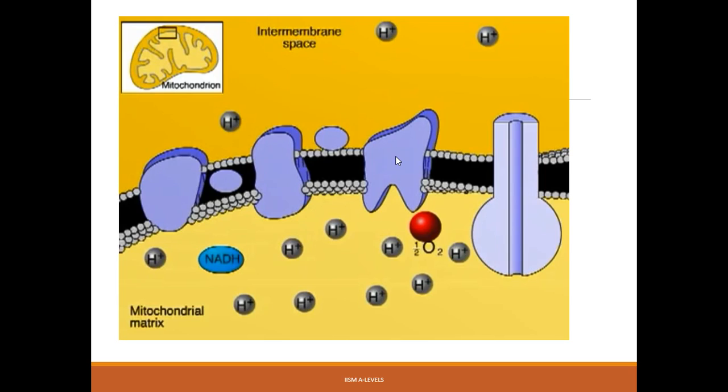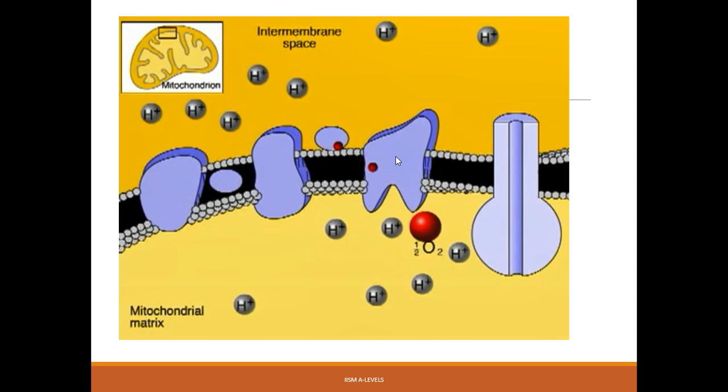NADH gives up its high-energy electrons to the first complex in the electron transport chain. The electrons move from one member of the chain to the next, giving up their energy as they are pulled from NADH toward highly electronegative oxygen. The energy given up by the flow of electrons is used to pump hydrogen ions from the mitochondrial matrix into the intermembrane space. Oxygen captures the electrons in the very last step in electron transport.